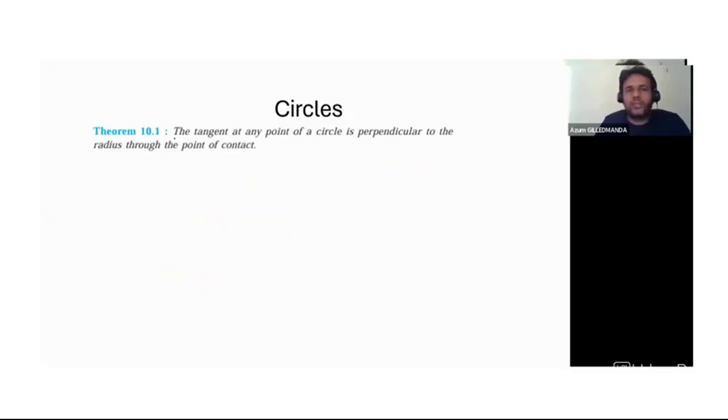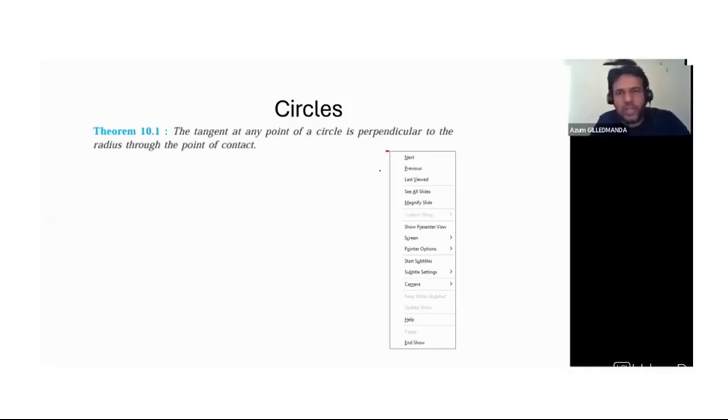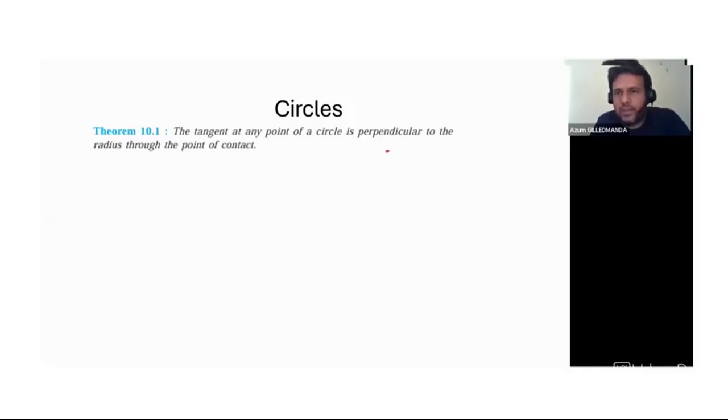And now let's get into the theorem in this chapter. Theorem 10.1, the first theorem: the tangent at any point of a circle is perpendicular to the radius through the point of contact. Let's see what this theorem is saying. If we draw a circle, the tangent at any point of a circle is perpendicular to the radius through the point of contact.